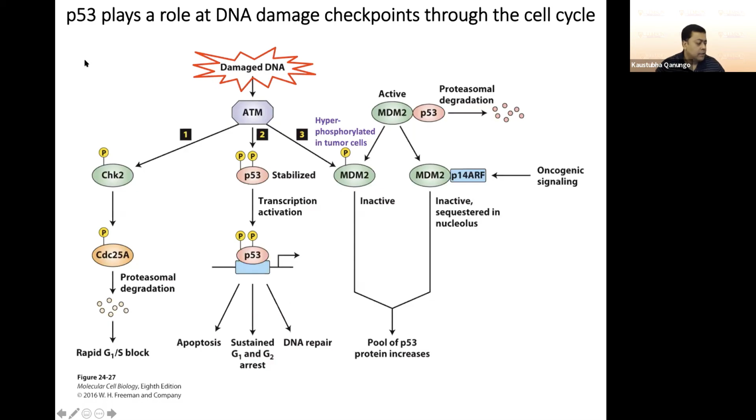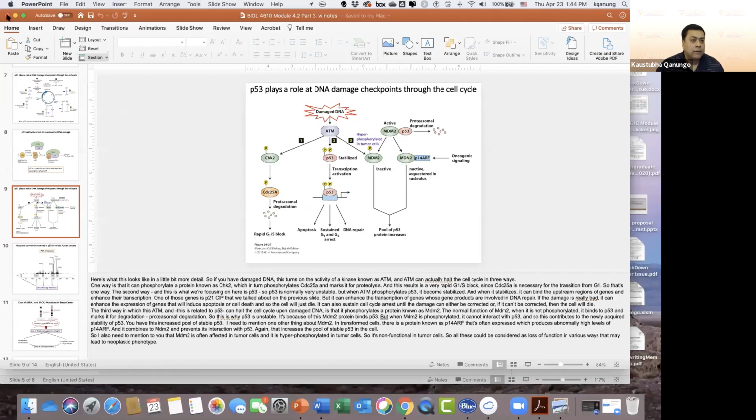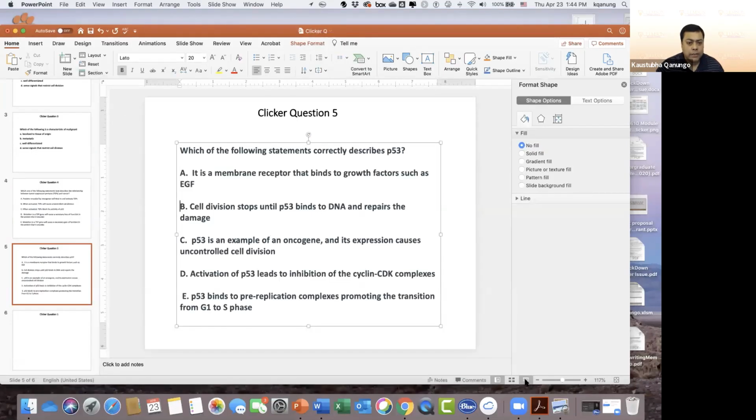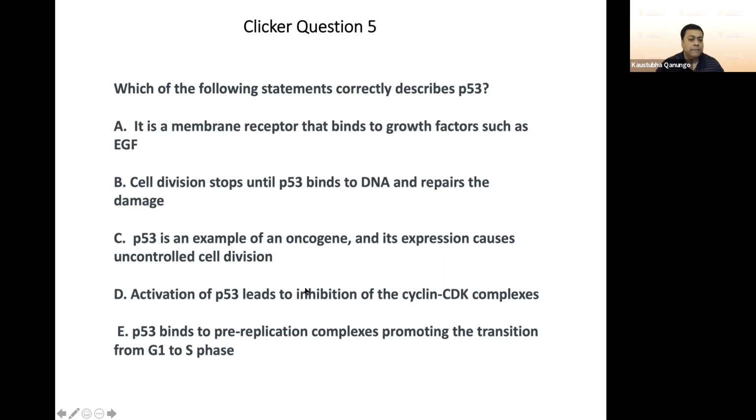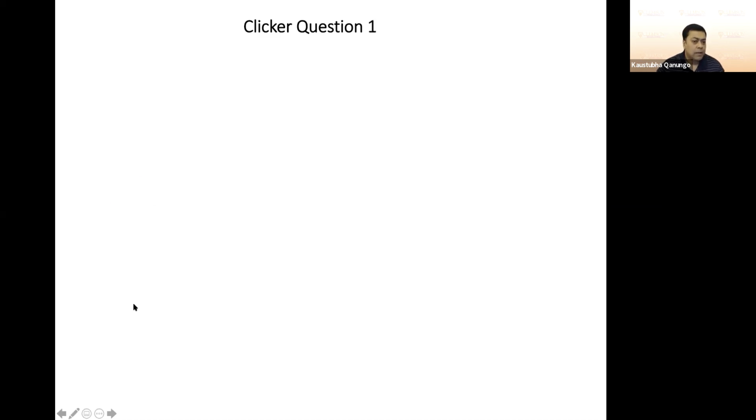So that's the important part to definitely remember in this question: activation of P53 leads to the inhibition of the cyclin CDK complexes. And of course, P53 doesn't bind to the pre-replication complex promoting the G1/S transition. It is not a positive regulator of the cell cycle because it is a tumor suppressor gene. It is not a proto-oncogene, where a gain of function would cause tumor formation. I think that's pretty much it.